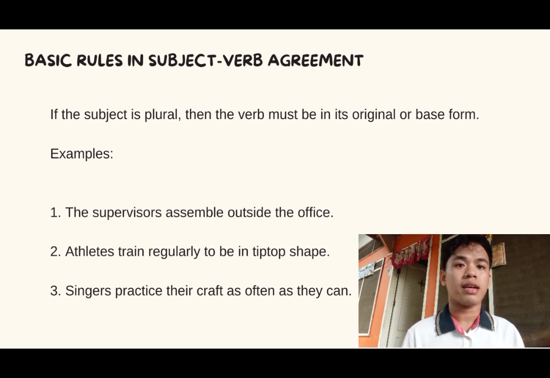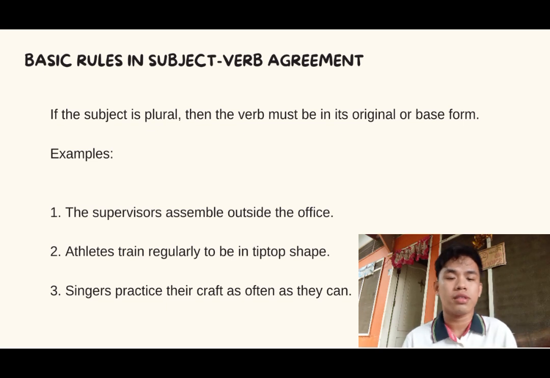So the same goes with the second example. Athletes train regularly to be in tip-top shape. So we have a plural subject here, which is athletes, because it has an s. So we only need to use the basic form of the verb, which is train. We don't need to add s. And this also goes with example number 3: the singers practice their craft as often as they can. So we don't need to add s to the verb practice, because the subject is plural. So let's proceed to the third slide.